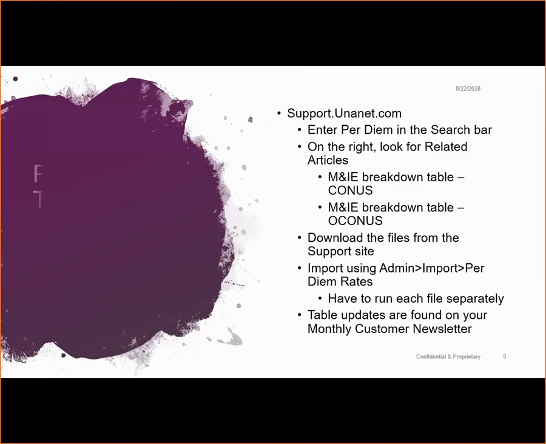Per diem tables. If you're doing travel and you're going to use the GSA per diem rate, then you have to update those rates in Unanet. You can find those rates at support.unanet.com. If you don't already have a login, you can contact your customer success manager and they will help you with the login information for this site.